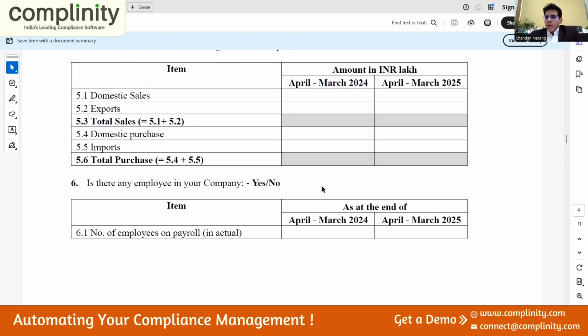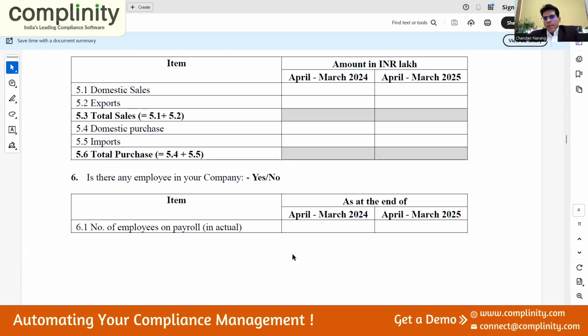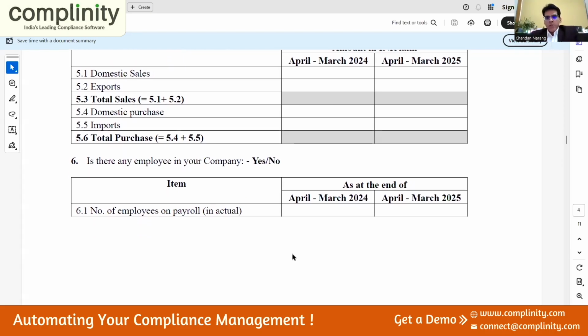So is there any employee in your company? Yes, no, you need to mention the number of employees on the payroll as at the end of previous year and the current reporting period.